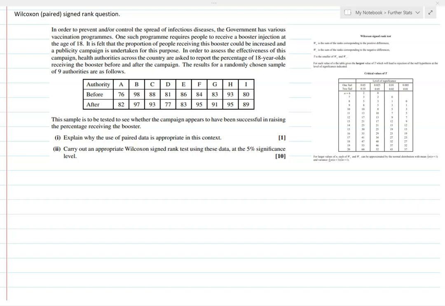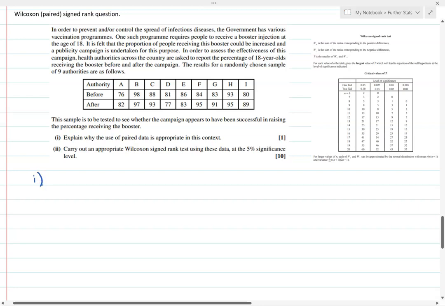Hello, in this video I'm going to go over a previous question from a few years back before the new spec, but it's appropriate for the new OCR A spec involving non-parametric tests. This one's a Wilcoxon paired signed rank test, and there's a nice little intro bit where it's asking us why we would do a paired test. I'll probably answer that first, but I suppose we need to look at the data.